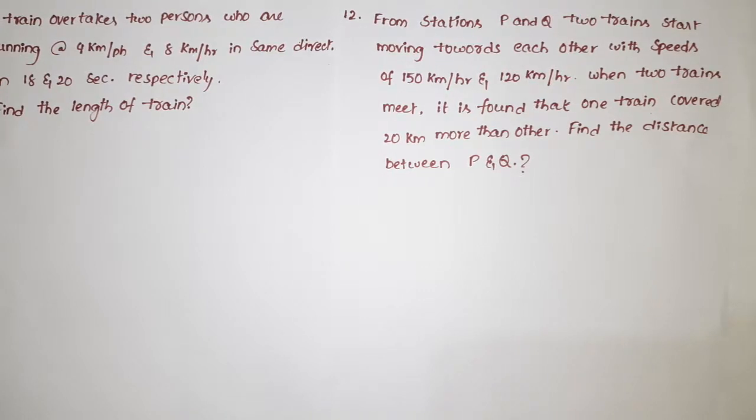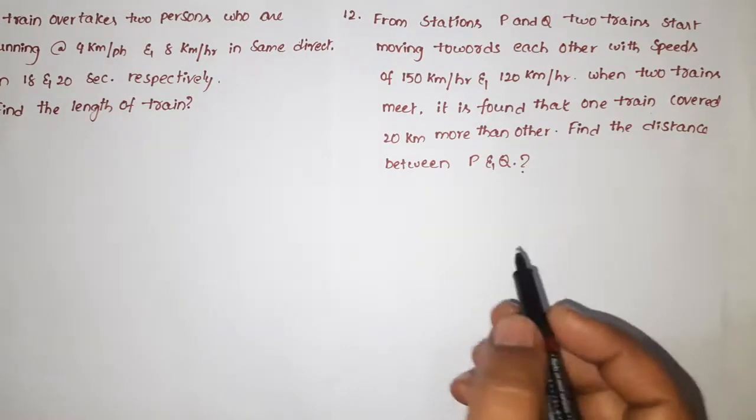The question is, from stations P and Q, two trains start moving towards each other with speeds of 150 km per hour and 120 km per hour. When two trains meet, it is found that one train covered 20 km more than the other. Find the distance between P and Q. So if we observe the question properly, the faster train covers 20 km more than the slower one.